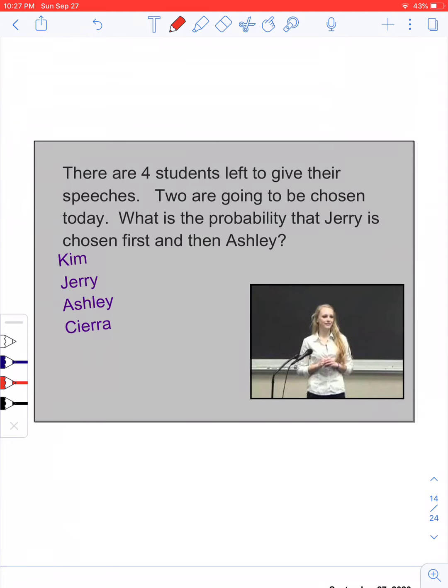All right. 4 students left to give their speeches. 2 are going to be chosen today. What is the probability that Jerry is chosen first, and then Ashley? Well, Jerry's probability is 1 out of 4. What is the probability for Ashley? Well, Jerry's now out of the picture, right? And so Ashley is 1 out of 3. So the probability that it's first Jerry and then Ashley is 1 out of 12.